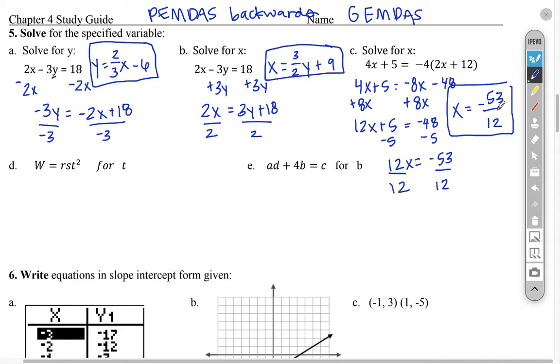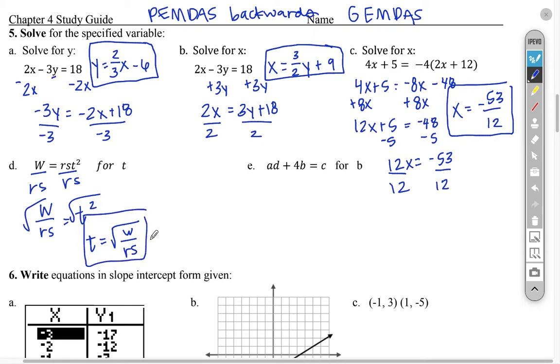Okay. Now we're solving for t. So notice we've got r times s times t squared. So these are all being multiplied by each other. So t squared is being multiplied by rs. So we can just divide by rs. Right, now we've got w over rs equals t squared. And in order to get rid of the squared, we take the square root. So we get t equals the square root of w over rs.